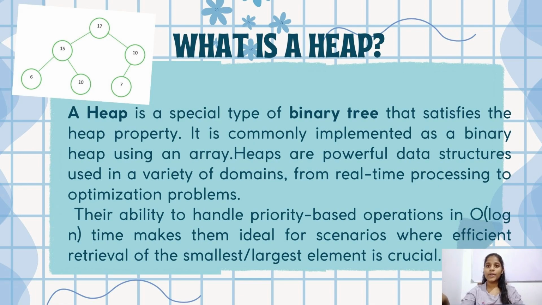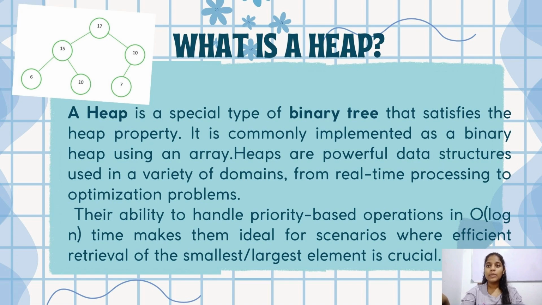So, what is a heap? A heap is a special type of binary tree that satisfies the heap property. It is commonly implemented as a binary heap using an array. Heaps are powerful data structures used in a variety of domains, from real-time processing to optimization problems. Their ability to handle priority-based operations in O(log n) time makes them ideal for scenarios where efficient retrieval of the smallest or the largest element is crucial.